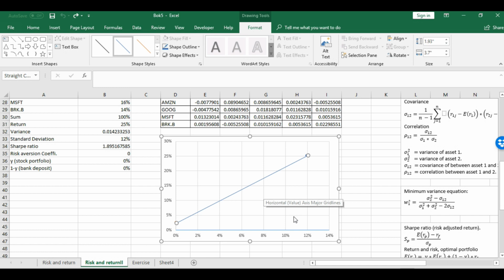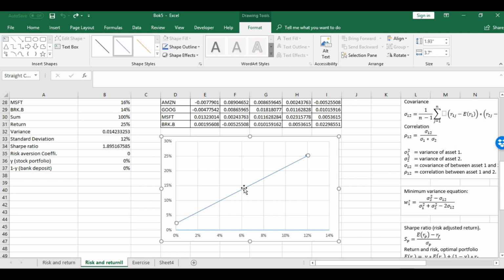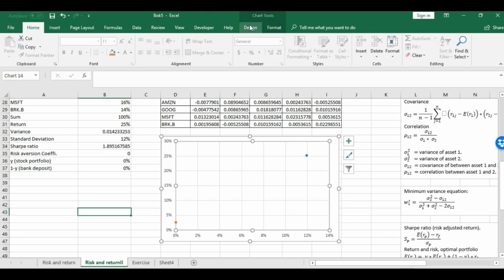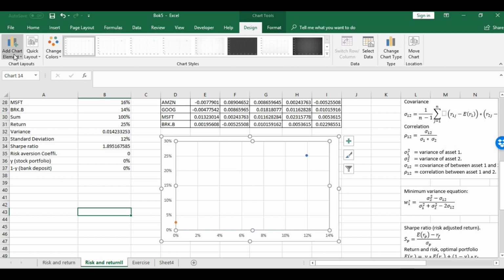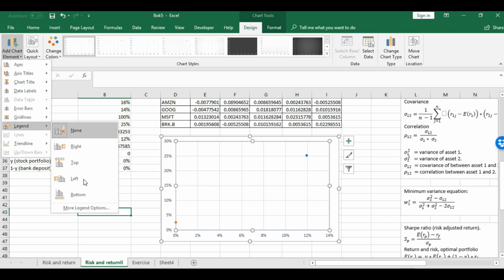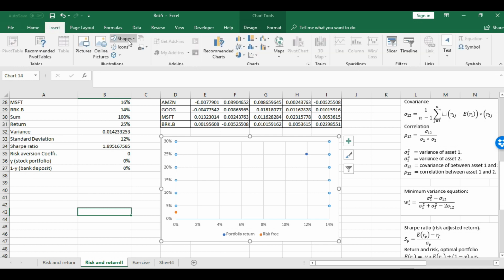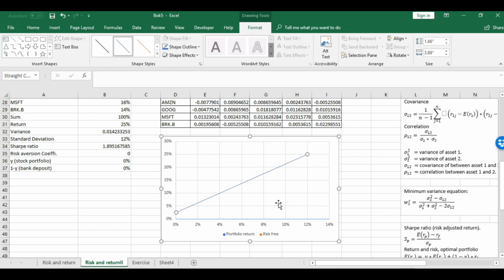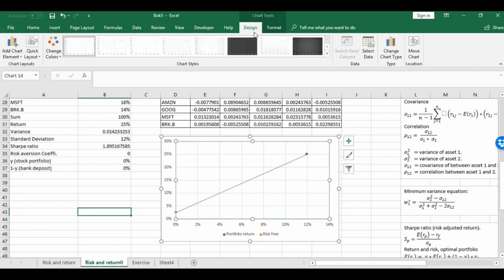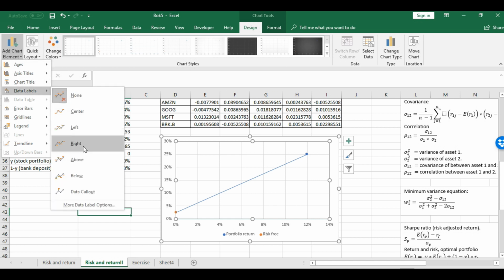Let's add labels on our chart. We remove the line temporarily and design, add element, legend, bottom, there, and we add back the line, and also add data labels there.